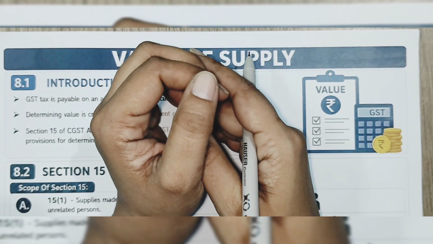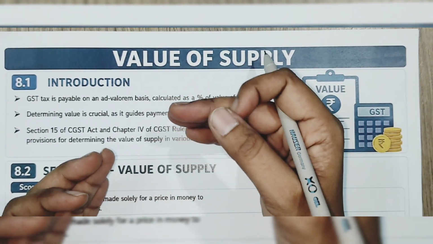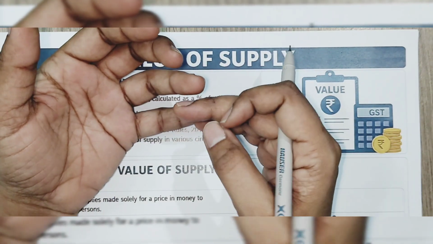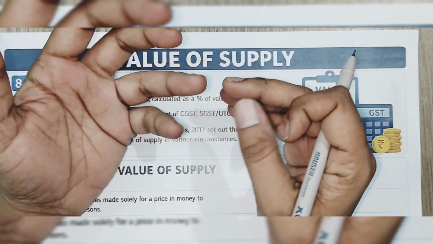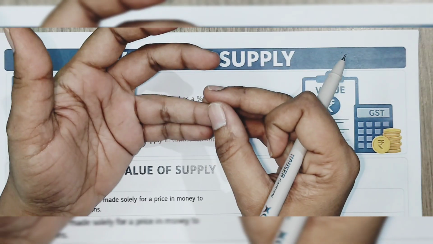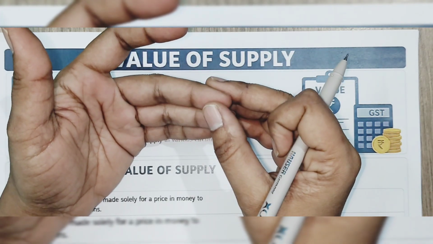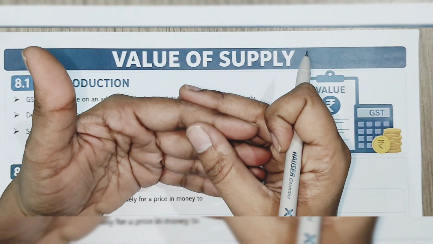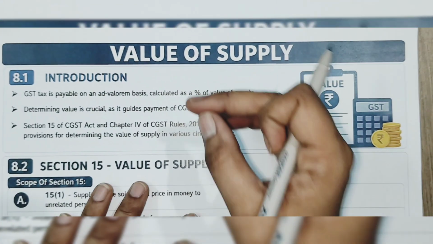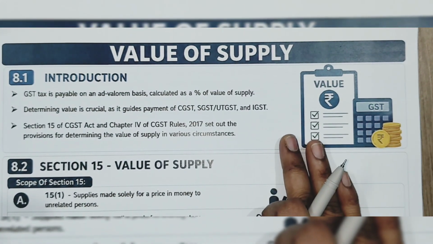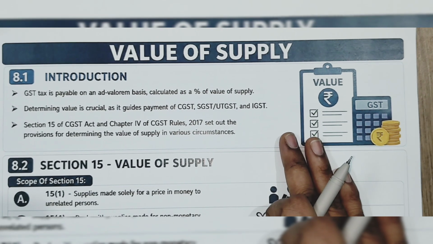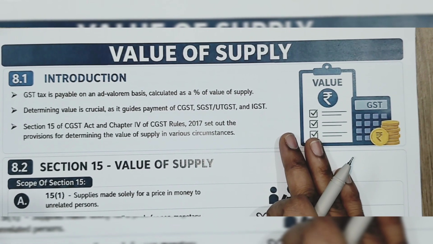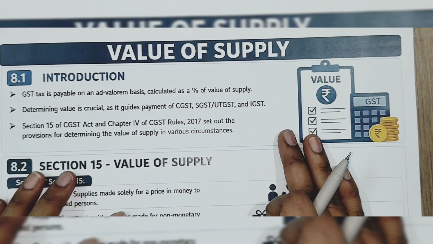I am Rajeshwari here. If you see in my previous video, we have understood the GST, introduction to the GST. Then we have understood what is supply under GST, registration, compensation. Now let us understand value of supply. Why we need to understand this value of supply? What is the importance of this value of supply?